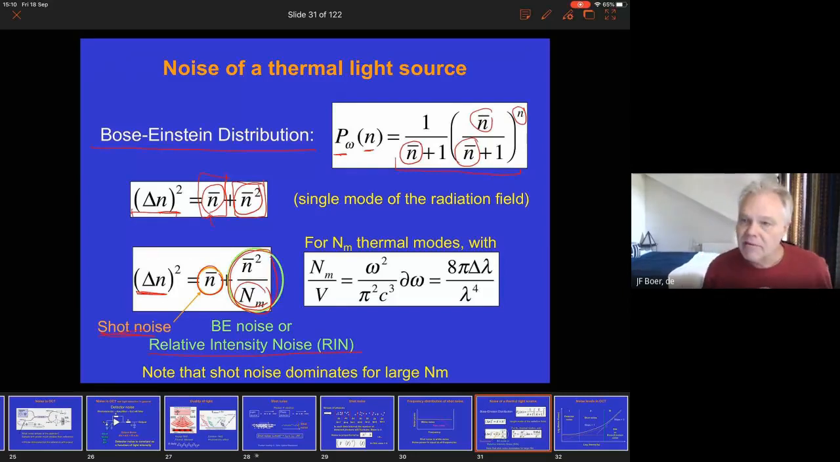Can I explain relative intensity noise? In a way, it's as follows. I can measure the intensity with a photodetector, and I will see that it fluctuates a little bit.